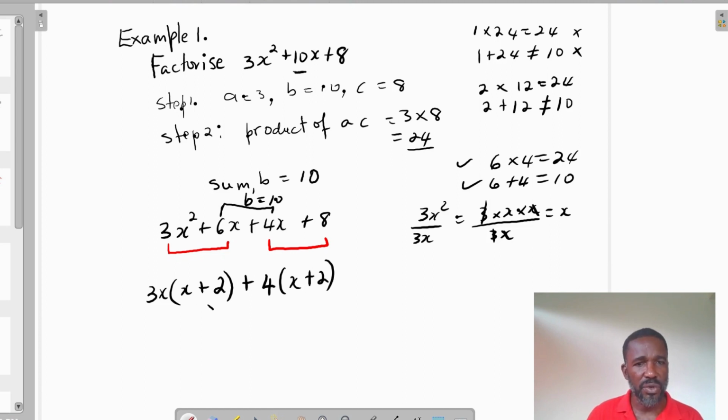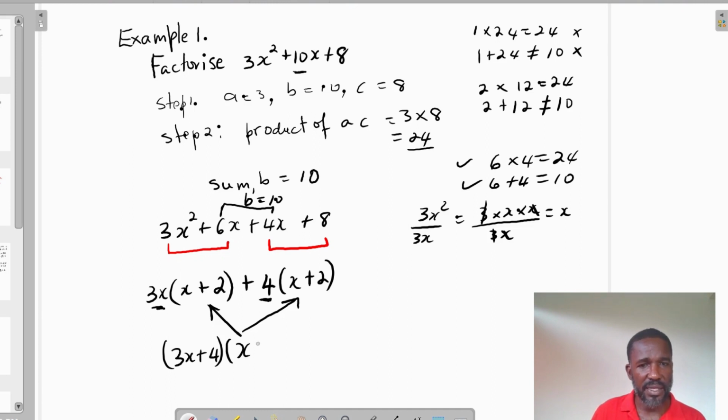And I hope you have noticed that these two brackets are the same. So having seen that, we are going to take this 4 and this 3x, because 3x is multiplied by x plus 2, while 4 is also multiplied by x plus 2. So therefore we can say 3x plus 4 is multiplied by x plus 2, and hence this is a factorized version of 3x squared plus 10x plus 8.